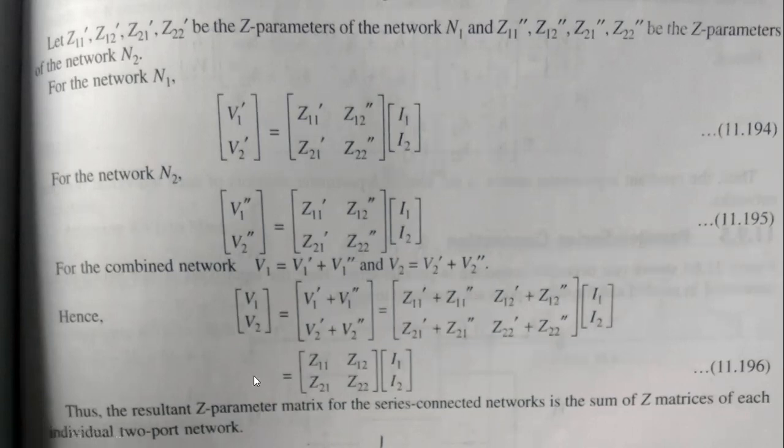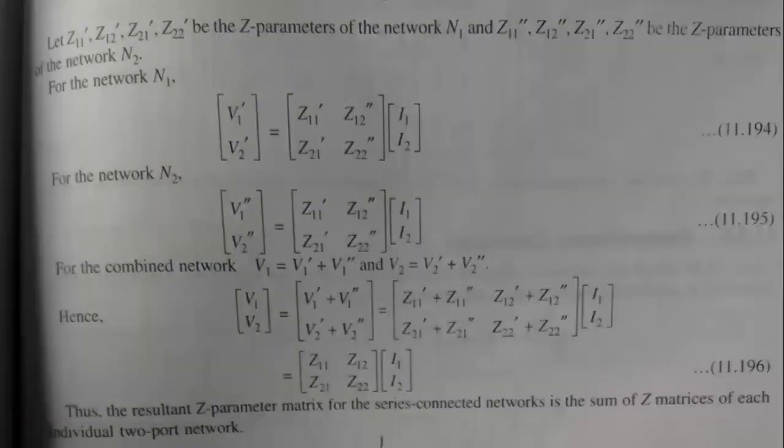So in short, V is equal to IZ. V is nothing but V1 and V2. I is nothing but I1 and I2. What is my Z? Z will be Z11, Z12, Z21, Z22, like this. Thus the resultant Z parameters are shown in this case.